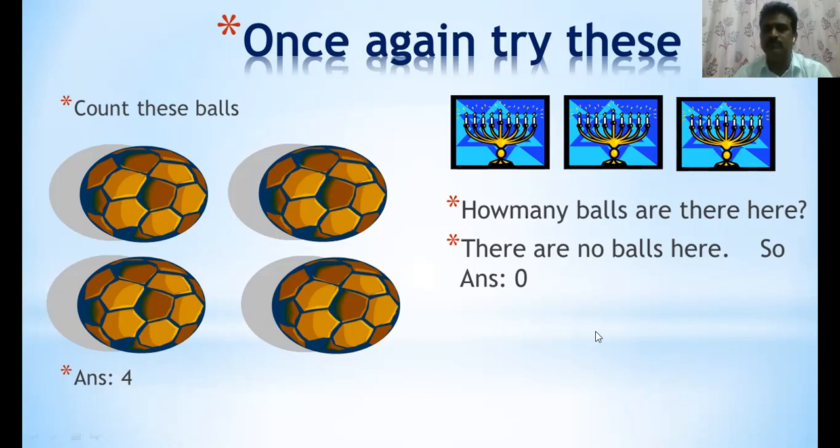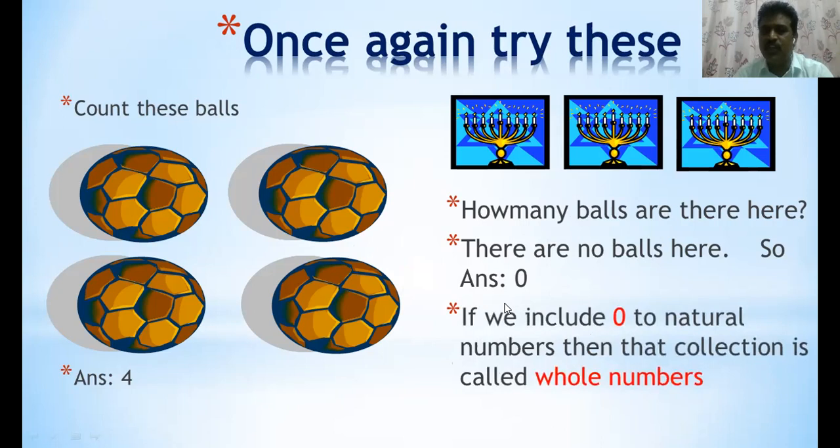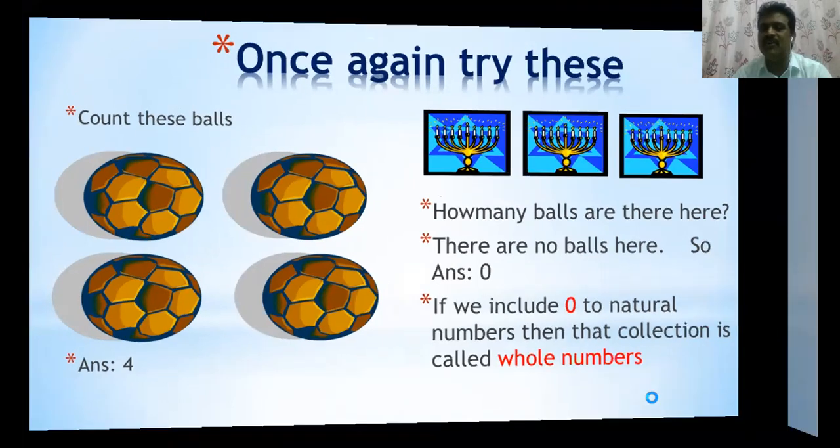Okay? Now, see, if we include 0 to natural numbers, in the previous slide we discussed natural numbers, no? Natural numbers means 1, 2, 3, 4, 5 and so on. For those natural numbers, if you include 0, that means you write from 0, then that collection is called whole numbers. So let us see what the whole numbers are now. See, whole numbers. What are the whole numbers?